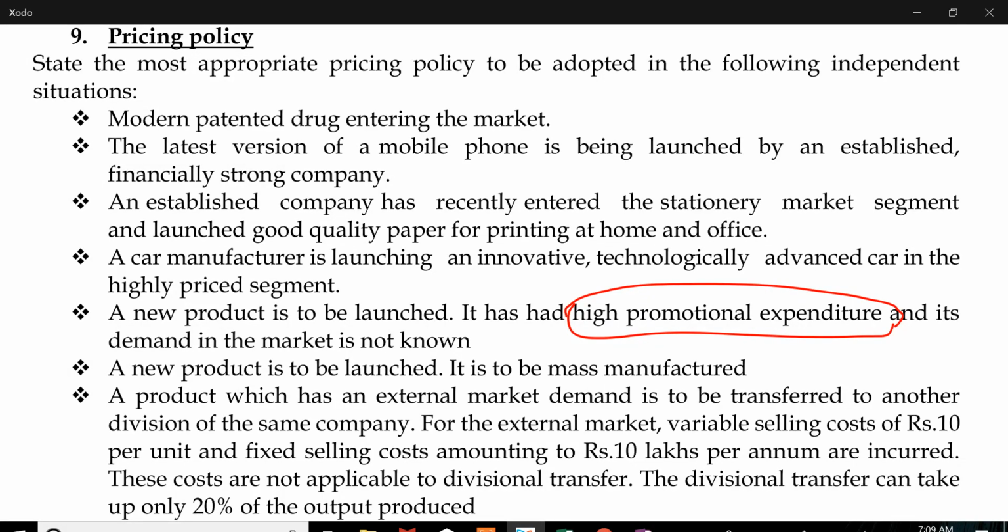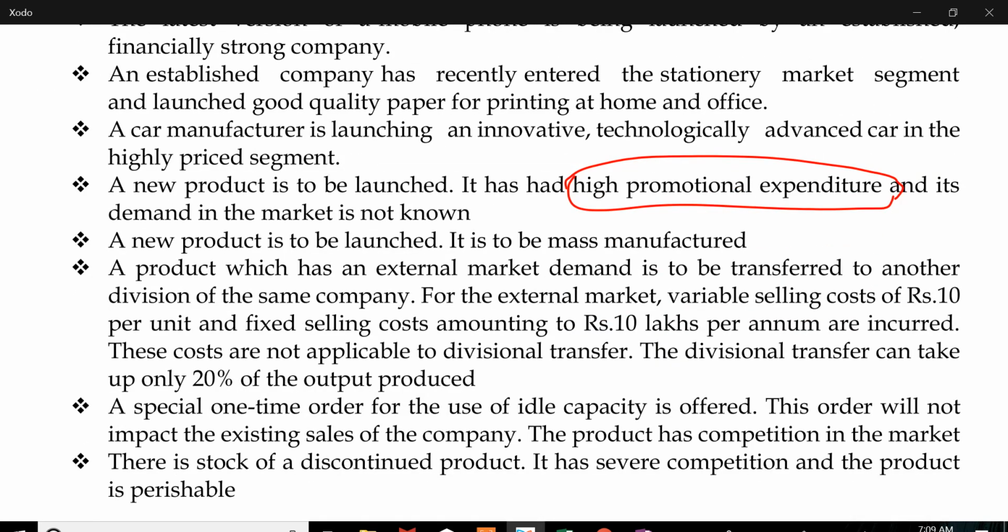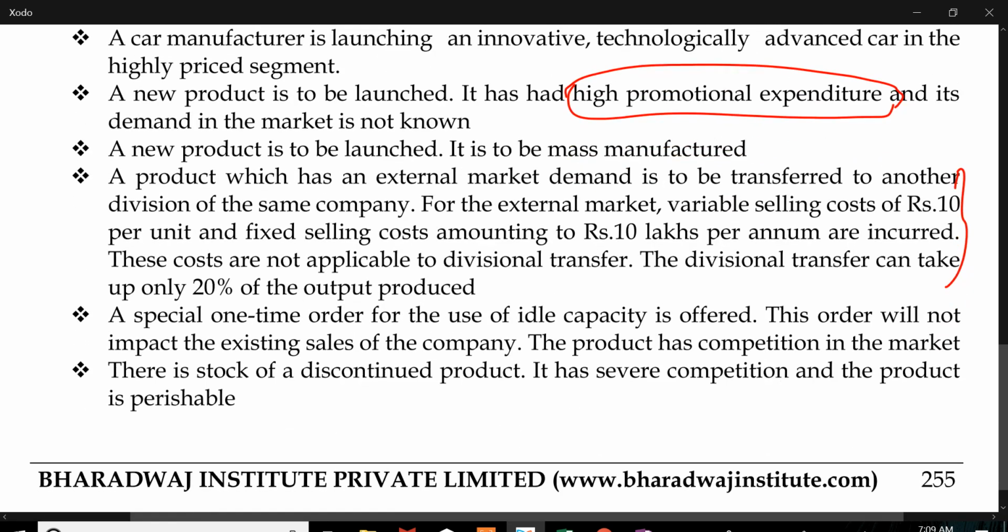Mass means large scale production. Wherever there is a large scale, see, skimming is always very less production. There is a uniqueness attached with the skimming product, whereas penetration is something everybody is going to have. So this is going to be penetration. A product which has an external market demand is to be transferred to another division. Ignore this. You will learn this only when I do transfer pricing, so ignore for the time being.